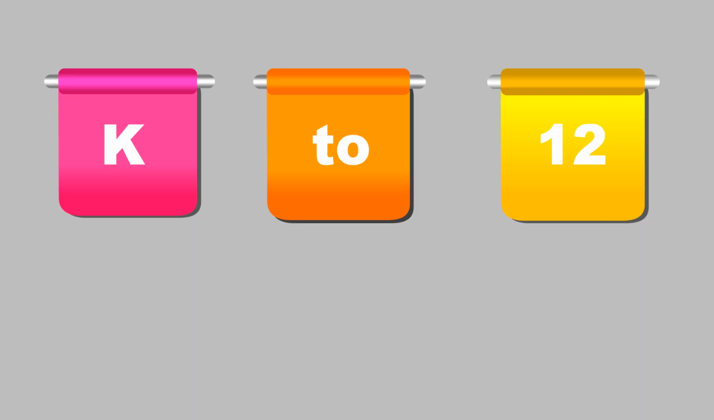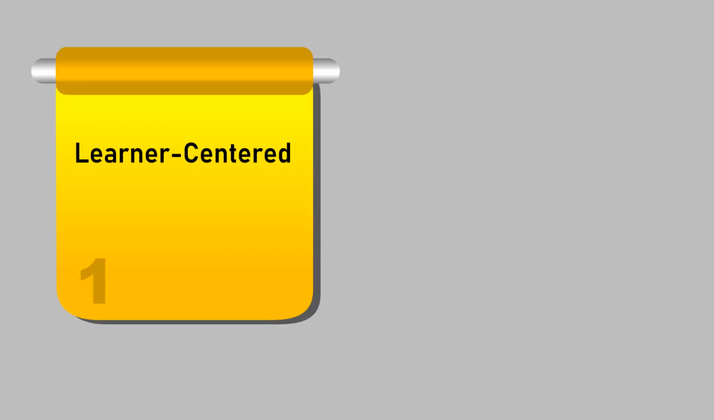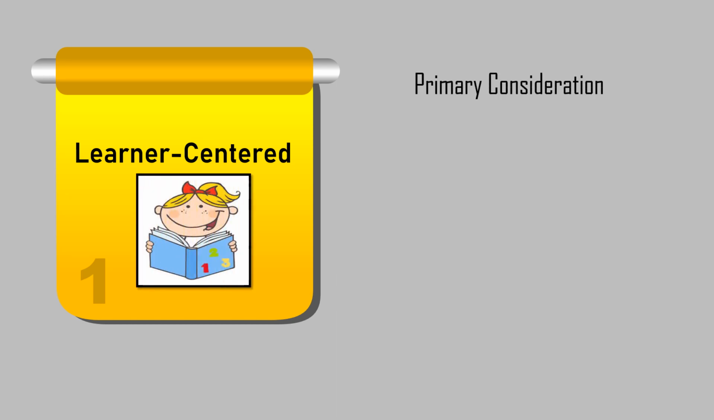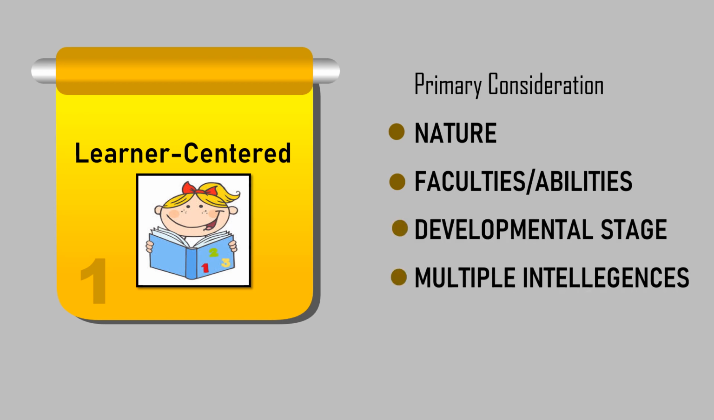Here are the K-12 approaches. Number one is learner-centered. In a learner-centered instruction, choice of teaching method and technique has the learner as a primary consideration. His or her nature, innate faculties or abilities, how he or she learns, his or her developmental stage, multiple intelligences, learning styles, needs, concerns, interests, feelings, home, and educational background.